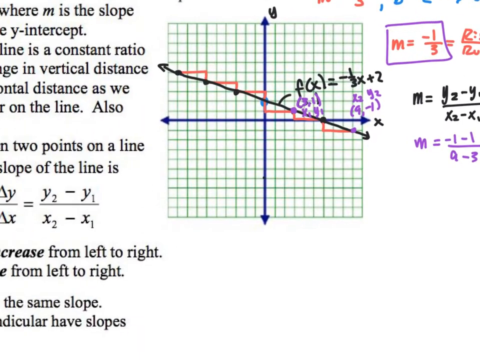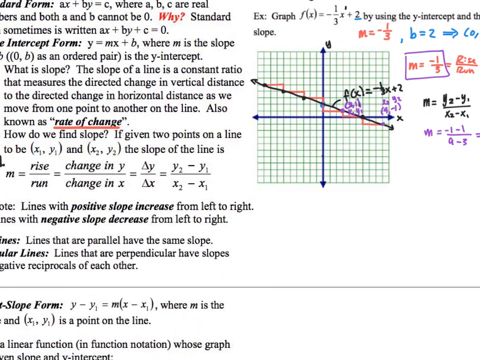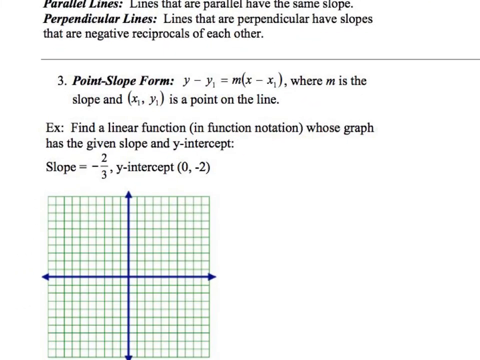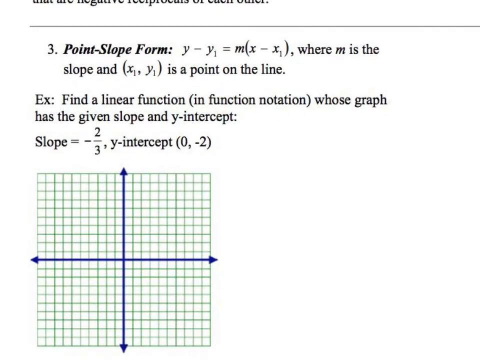All right, and how to graph. All right, let's go ahead over here and talk about something else. Let's talk about point-slope form. What we have is this form here, where we have y minus y sub 1 is equal to m times x minus x sub 1, where m is the slope, and this point, x sub 1, y sub 1, is a point on the line. So what we want to do is find a linear function in function notation, so we're going to use f of x, whose graph has the given slope and y-intercept.